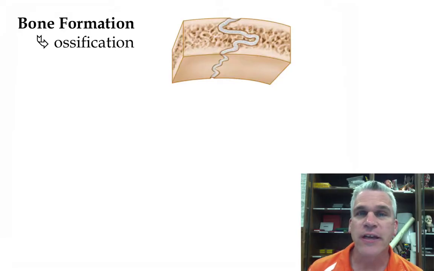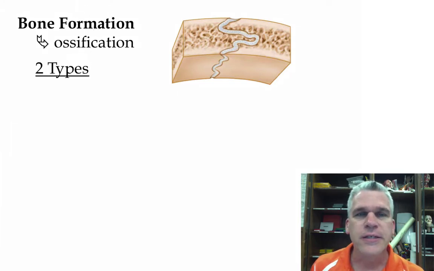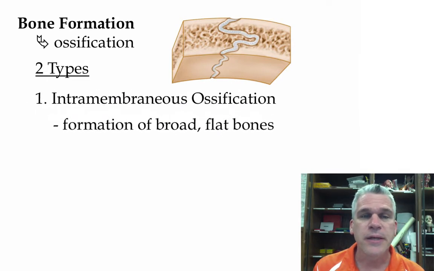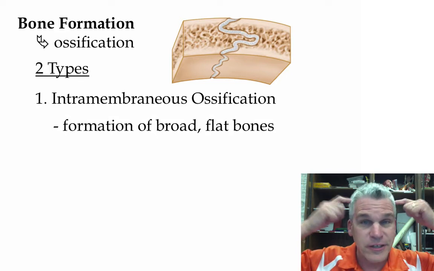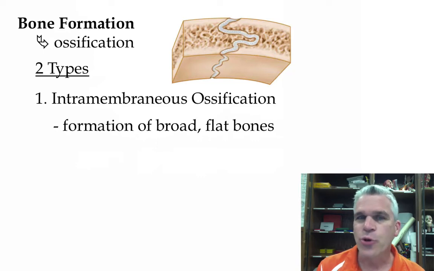Ossification is just a fancy name for saying bone formation, or how do our bones form. We'll look at two types of ossification in this video. The first is called intramembranous ossification. This takes place in thin bones, particularly those here in the skull. This is a very important process. Sometimes things do go wrong.